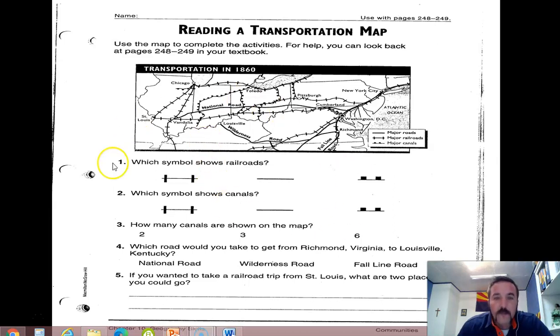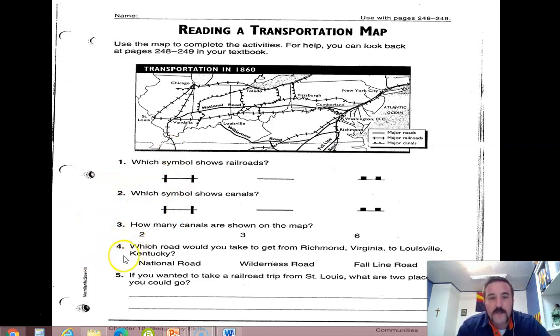So, if you're looking here for these questions, trying to say, do you understand and are you looking at the map key with this transportation map? Number one, which symbol shows railroads? Please take a look right here at the map key. Which symbol shows canals? So on and so forth. How many canals are shown on the map? Well, you're going to have to find all the ones that look like this and count them. How many are there? Circle the answer, please.